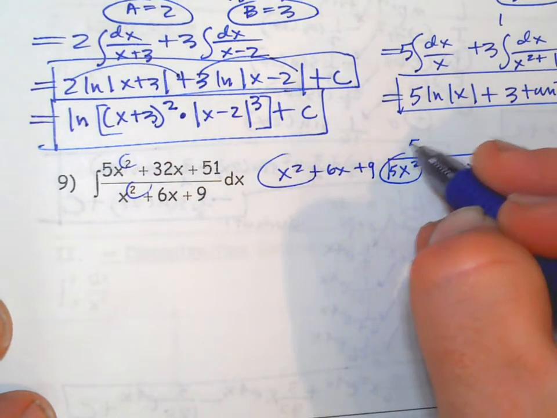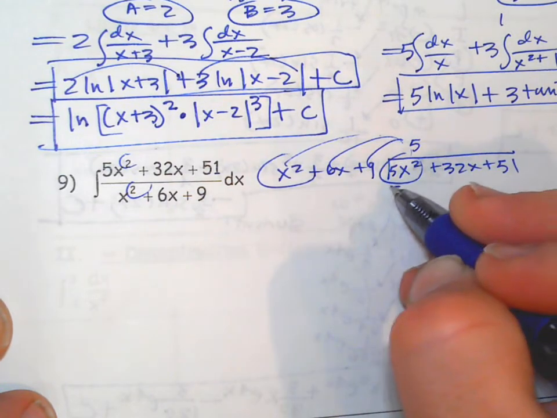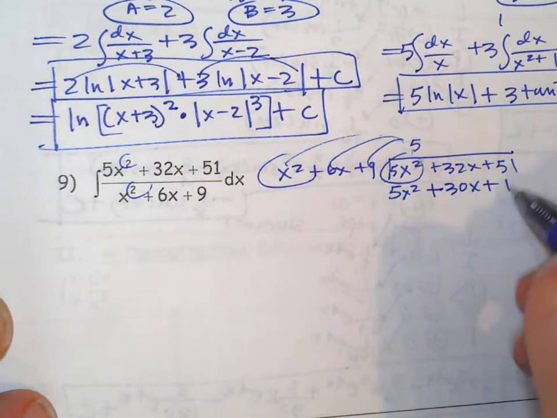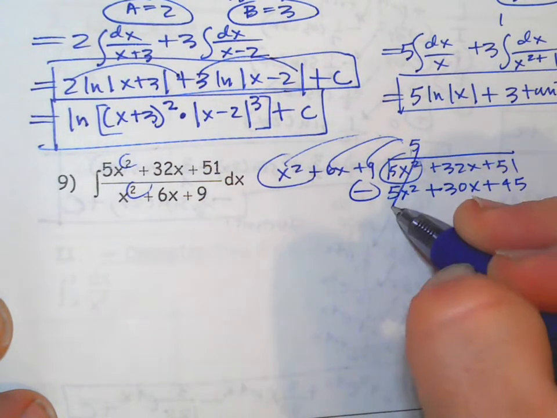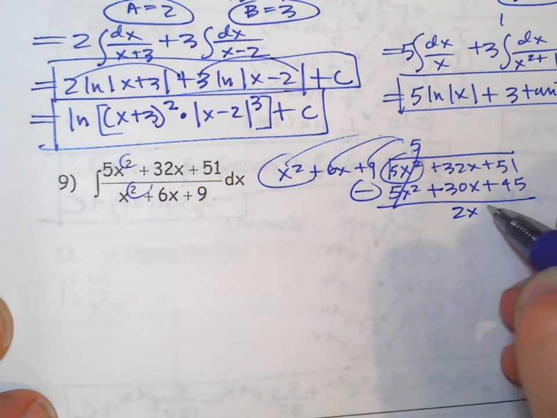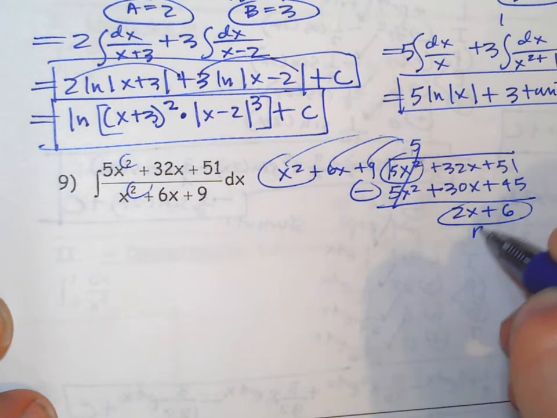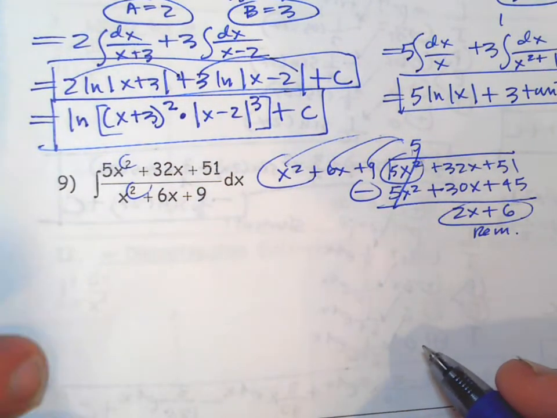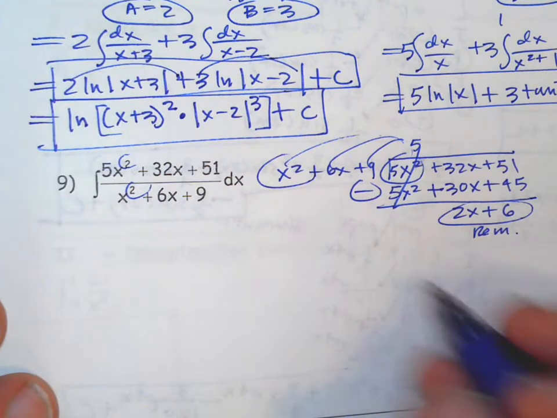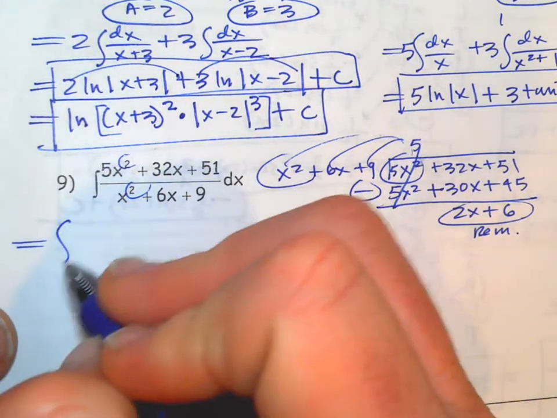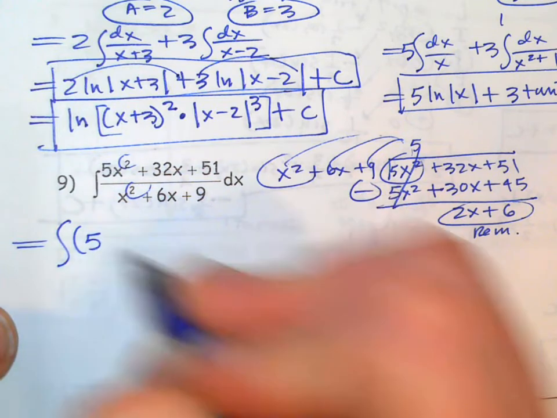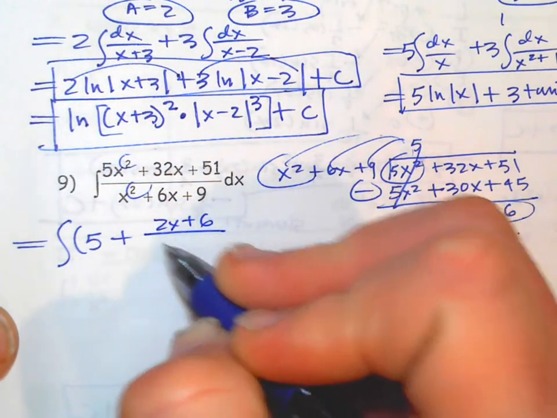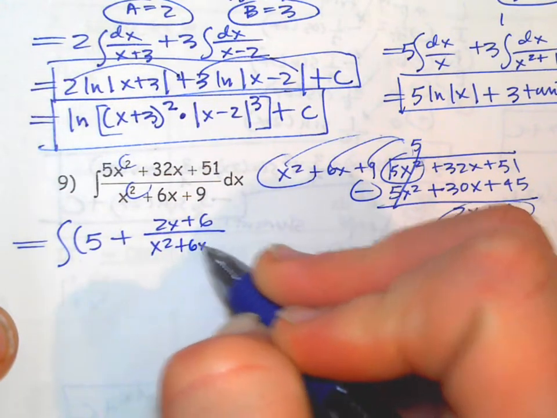That's a 5. You distribute, so 5x squared plus 30x plus 45. We're going to subtract this. You get 2x plus 6. This is the remainder because the degree of this is now smaller than the denominator. So you're done long division. So we're going to rewrite it. And we have 5 plus (2x plus 6) over (x squared plus 6x plus 9).